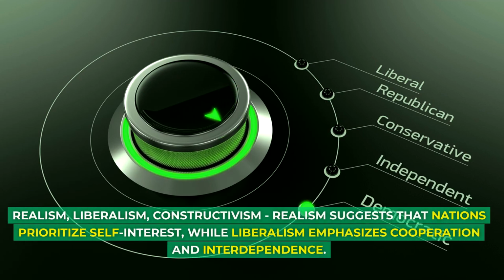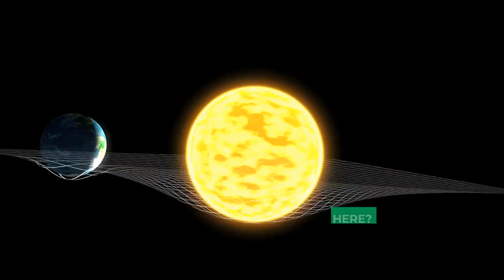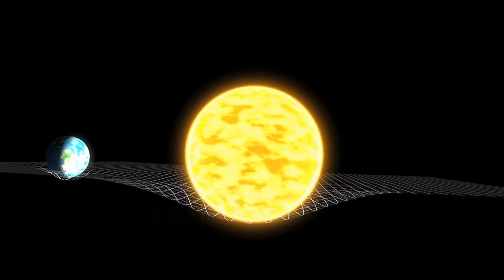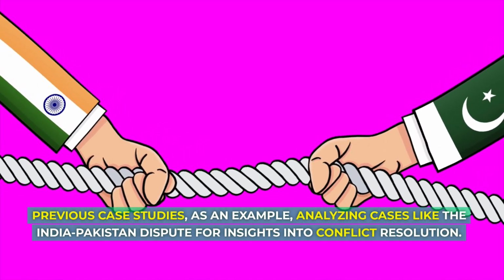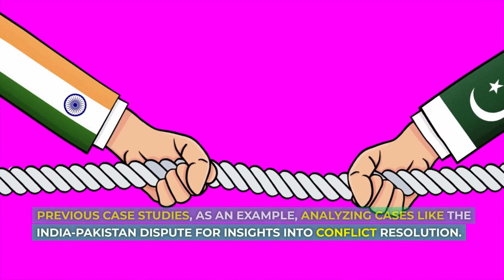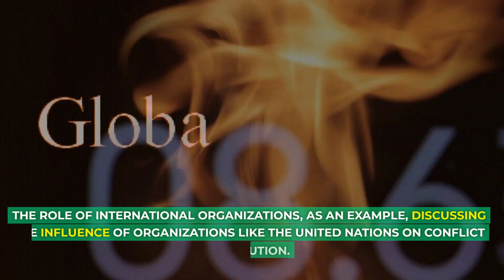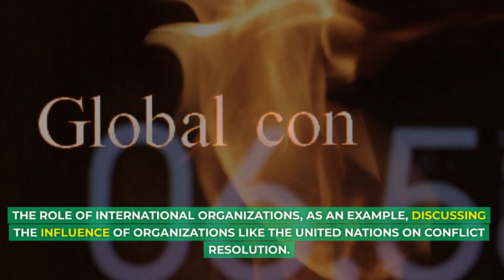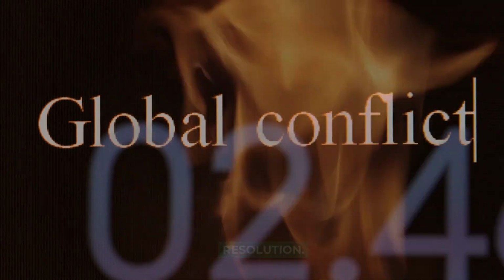Realism suggests that nations prioritize self-interest, while liberalism emphasizes cooperation and interdependence. How do these theories apply here? Previous case studies, as an example, analyzing cases like the India-Pakistan dispute for insights into conflict resolution. The role of international organizations, as an example, discussing the influence of organizations like the United Nations on conflict resolution.